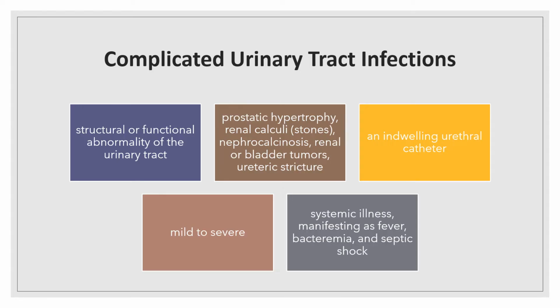Now, complicated urinary tract infections occur in males and females who have structural or functional abnormality of the urinary tract that predisposes them to developing infection. Factors include prostatic hypertrophy, renal calculi or stones, nephrocalcinosis, renal or bladder tumors, ureteric stricture, and an indwelling urinary catheter. The symptoms of complicated UTIs can range from mild to severe. Some patients even develop systemic illness such as fever, bacteremia, and septic shock.